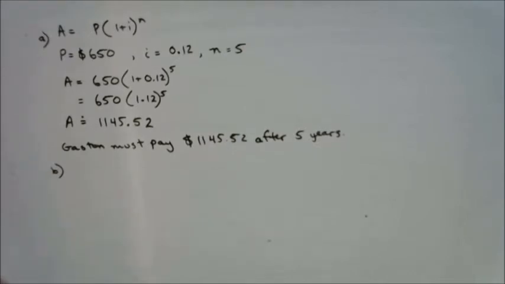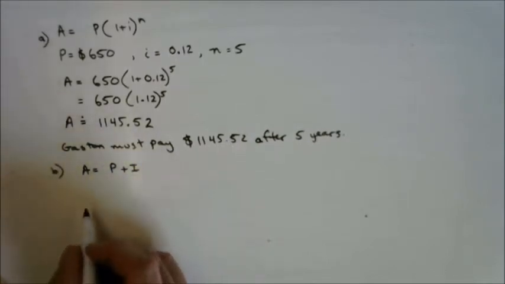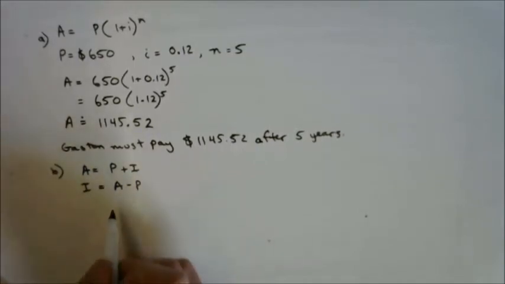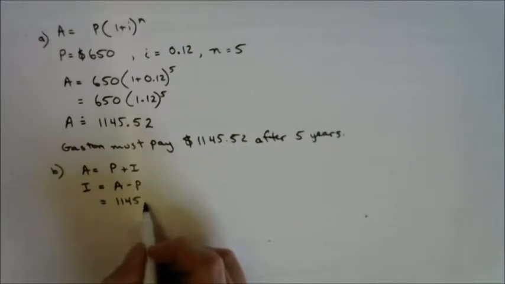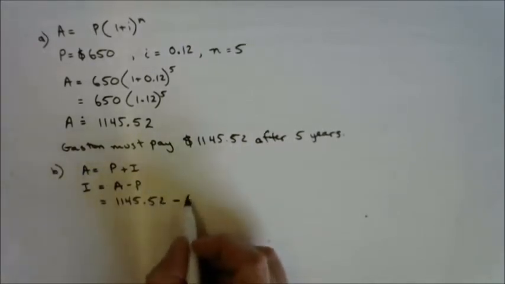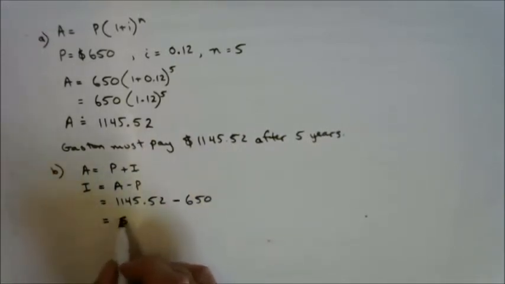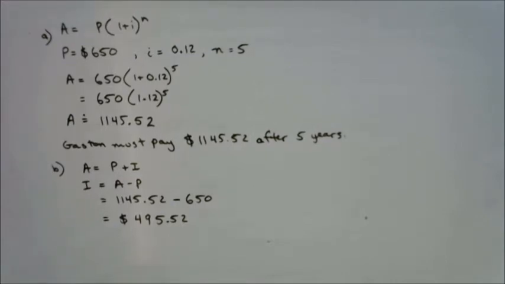So in B, how much interest will he have to pay? Well, if A equals P plus I, then I must equal A minus P, right? You just subtract P from both sides. So the interest that he pays is the amount that he owes, which we decided was $1,145.52, minus the original amount, which is the cost of the guitar. And it turns out that Mr. Gaston is paying $495.52 just in interest. Yikes.